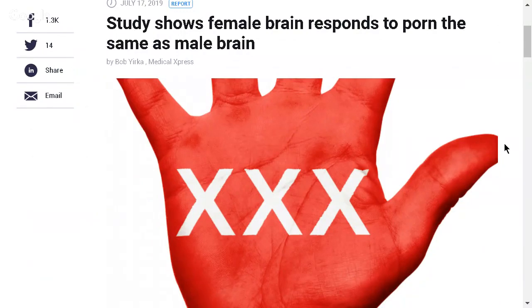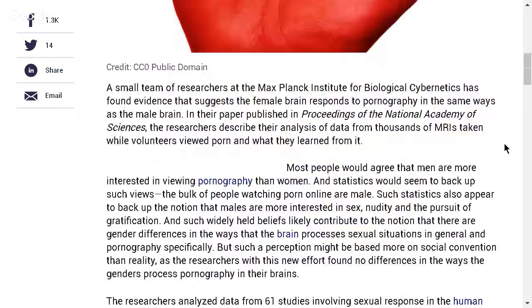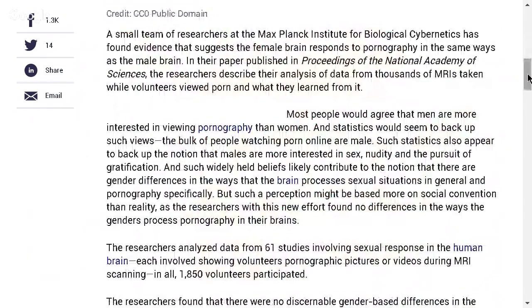Study shows female brain responds to porn the same as a male brain. Now, I've known this for decades because the studies that back this up have been out since at least the 90s when I started taking college level psych classes. Anyway, links to the article below the video. If you weren't aware, men and women respond almost identically to pornography.